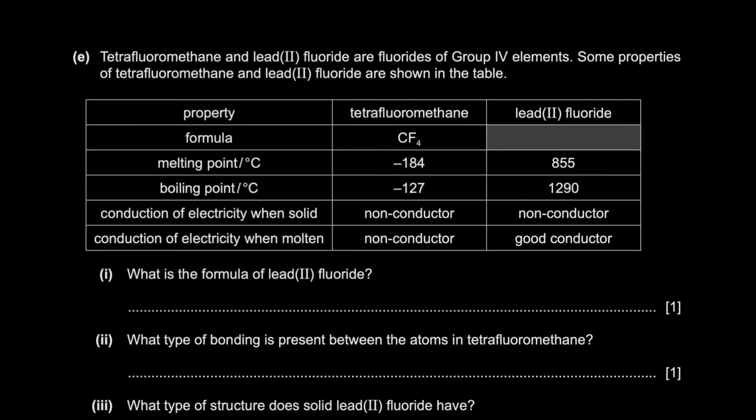Well, lead, if you check the periodic table, is going to be Pb. The Roman numeral over here is telling you the charge on lead. So it's going to be positive because it's a metal, and 2+, right? Fluorine has a charge of 1-, negative 1 because it's a non-metal. Well, you need 2 of these to balance it out. So the formula will be PbF2.